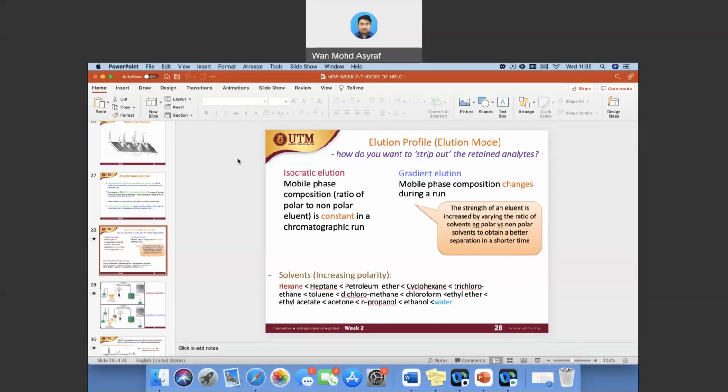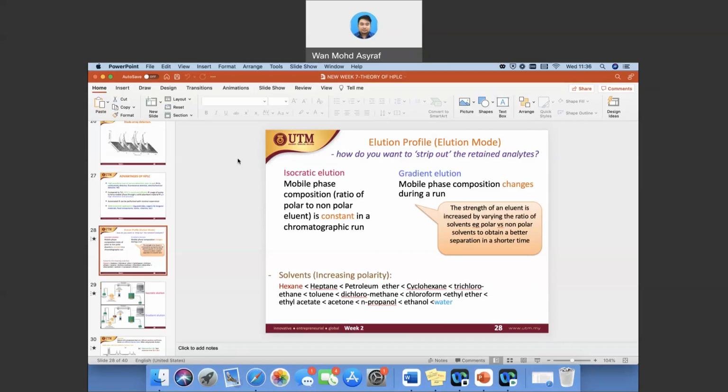While for gradient elution, you change the composition. For example, on the solvent reservoir you have two bottles only, two reservoirs, A and B. For isocratic, you maintain one ratio of A and one ratio of B, so that means 50% of A and 50% of B throughout the separation time.